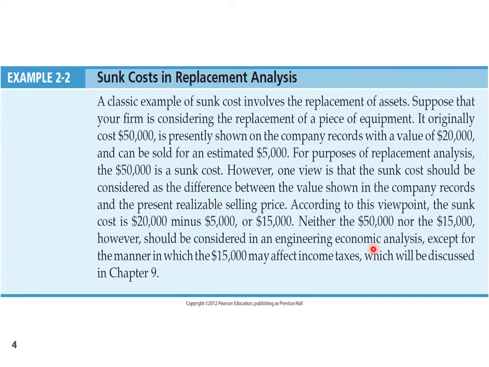Okay, but only the difference, these $15,000, may affect your income taxes. You can reduce that value from the taxable amount. We will see maybe this in this lecture, but it's an advanced topic for now. If you can do this, then it is a relevant cost. Otherwise, this amount, either the first view saying that this $50,000 is a sunk cost, or the second view saying that $15,000 is the sunk cost, okay, it is irrelevant to your engineering economic analysis.